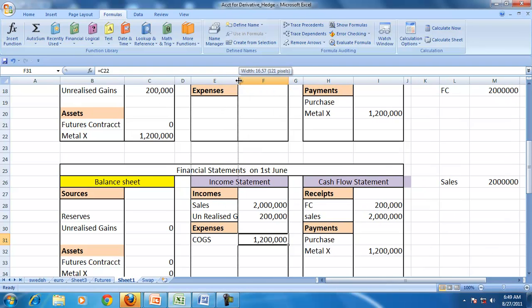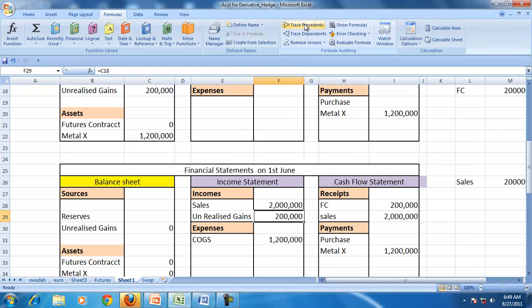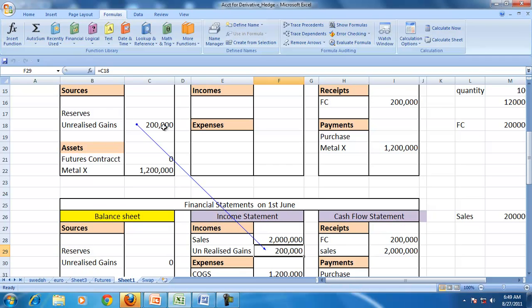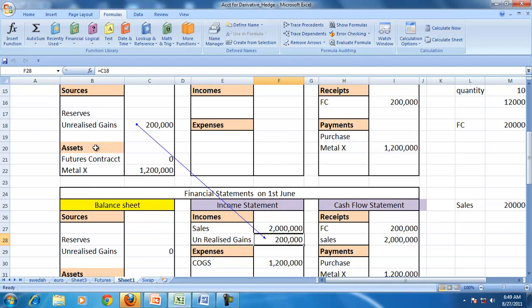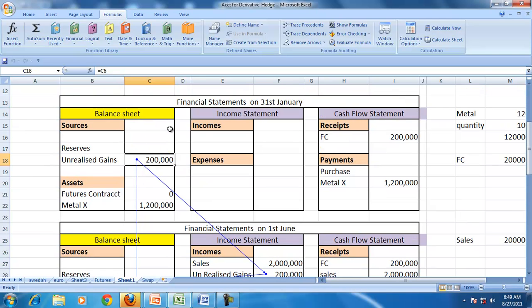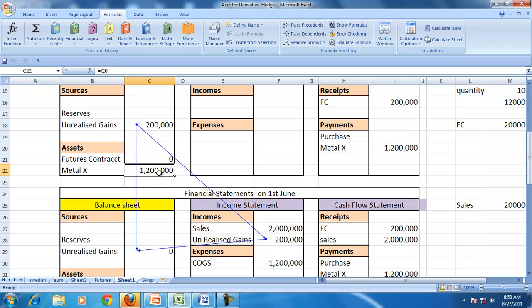But since you are selling the goods now, the entire unrealized gain which used to be there in the reserves, or in the derivative, will now be transferred to the income statement. You see this, transferred to the income statement. So the unrealized gain in the balance sheet will become zero because the entire unrealized gain is transferred to the income statement, and that is hedge accounting. So the unrealized gain on a cash flow hedge will continue to remain on the balance sheet till the corresponding hedged item is transferred to the income statement. But the moment the metal X is sold here, the corresponding gains or losses will also be transferred to the income statement.